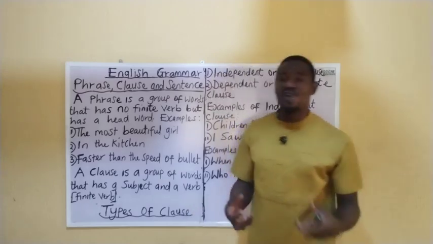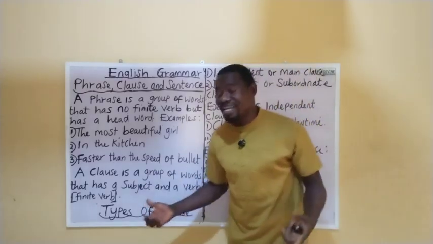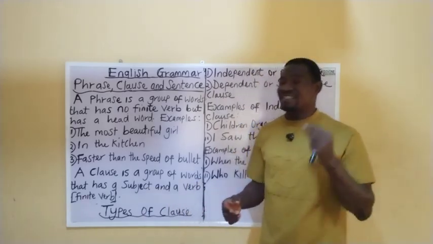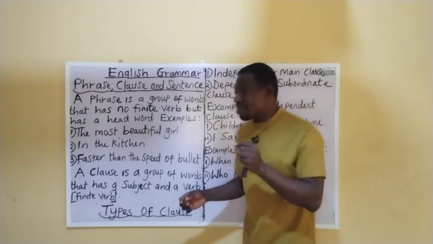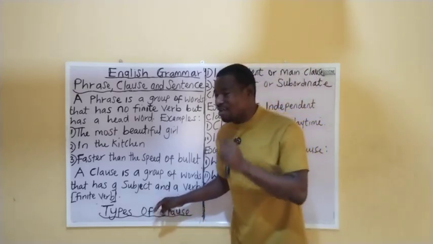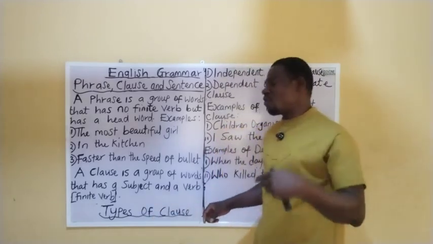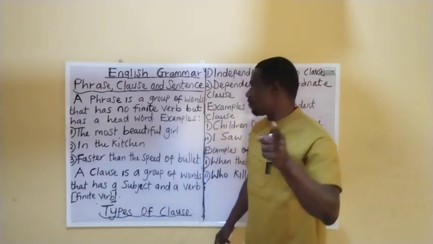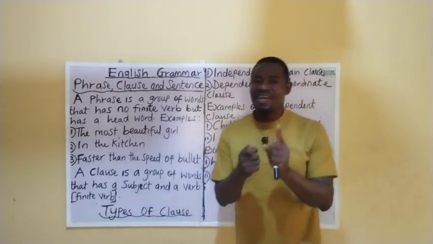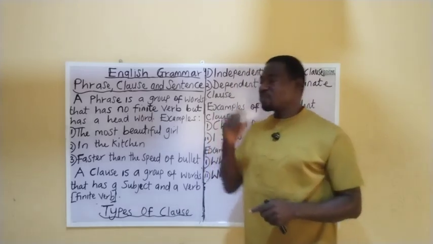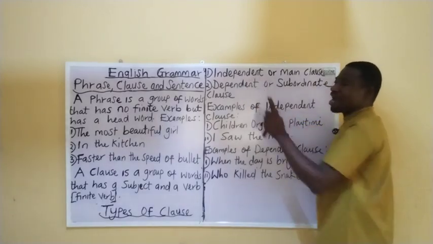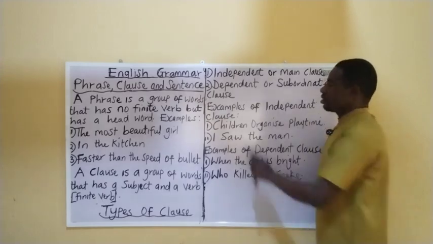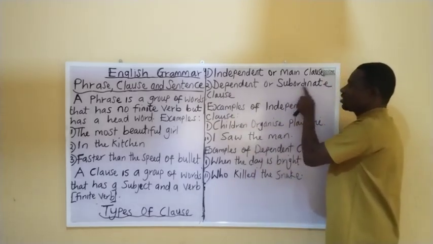A clause is a group of words that has a subject and a verb. I repeat, a clause is a group of words that has a subject and a verb. In other words, a finite verb. Again, you can go over to my YouTube video where I talked about finite and non-finite verb. Okay, fine. A clause is divided into two main parts. The first part is called the independent clause. Another name for the independent clause is known as what? The main clause. Then two, dependent or subordinate clause.